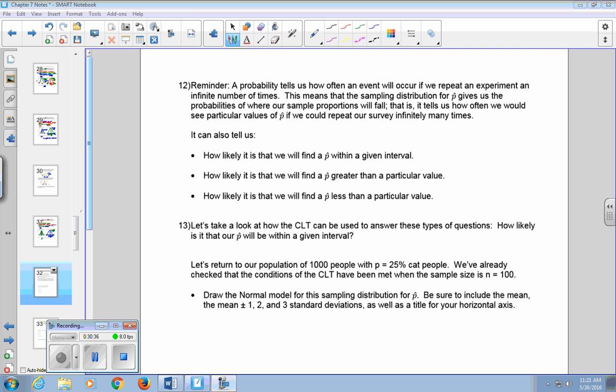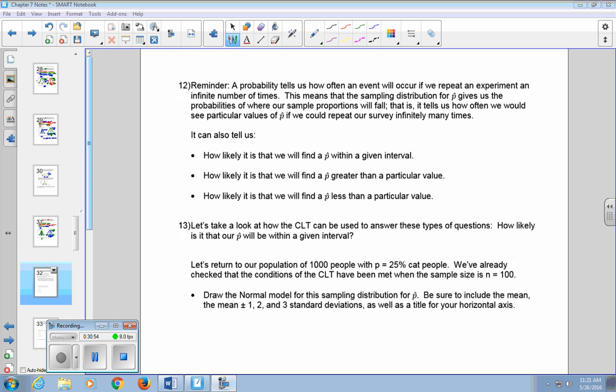Okay, so a reminder, a probability tells us how often an event will occur if we repeat an experiment an infinite number of times. This means that the sampling distribution for p hat gives us the probabilities of where our sample proportions will fall. That is, it tells us how often we would see particular values of p hat if we could repeat our survey infinitely many times.